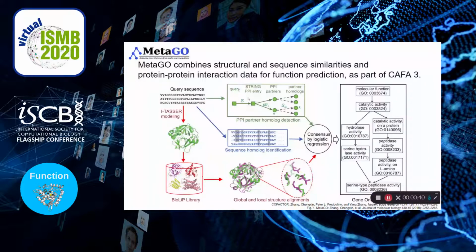In our case, at University of Michigan, our collaborators' lab and us have been working on the MEDICAL method, which is actually a pipeline that makes use of both structure and sequence similarities, plus protein-protein interaction data for function prediction. And part of MEDICAL has been submitted for CAFA-3.